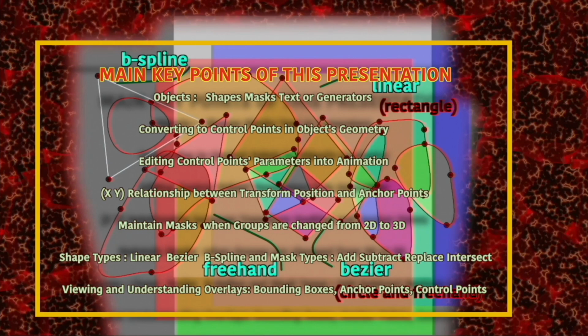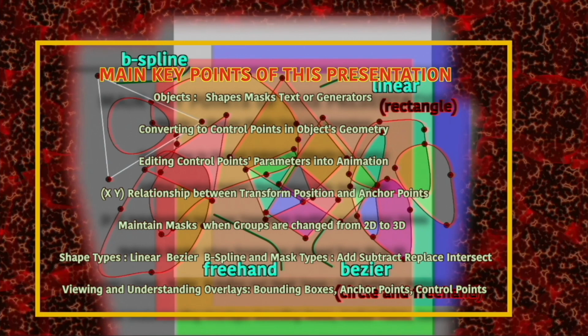And there is a little trick: when you put a camera or lighting onto a project, it changes the groups to 3D, which can often disable a lot of masks. So there's a little trick to avoiding that, so we'll cover that as well. And we're just going to look quickly at the types of shapes there are in masks. Linear, Bezier, B-Spline. There's also mask blending types, which are add, subtract, replace, intersect, that sort of thing.